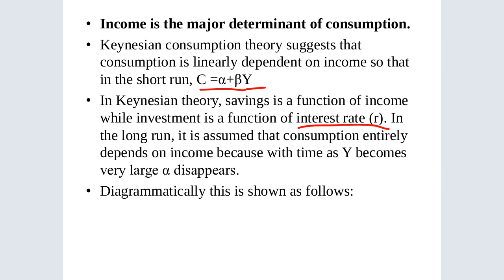Now, in the long run, it's assumed that consumption entirely depends on income. So in the long run, consumption depends on the level of income. That means that as income increases, the autonomous part of consumption disappears, so that consumption purely depends on the level of income. That is in the long run.